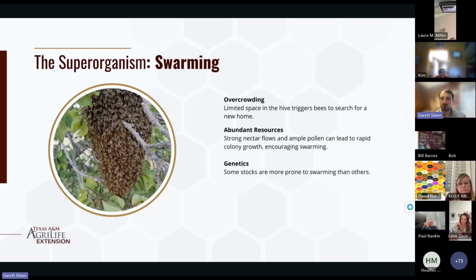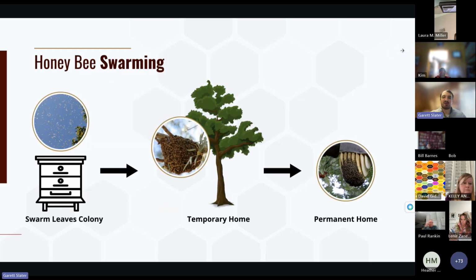So the colony will raise a new queen. Once that queen emerges, half the workforce and the old queen will fly out and find a new home. They work collectively together as they separate to find a new home and start building a brand new colony. So in a situation where your colonies begin to swarm, they'll raise a queen cell, and then half that workforce will try to find a new home.